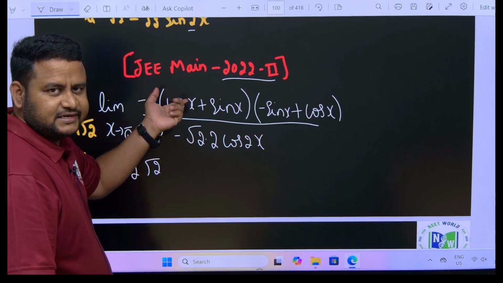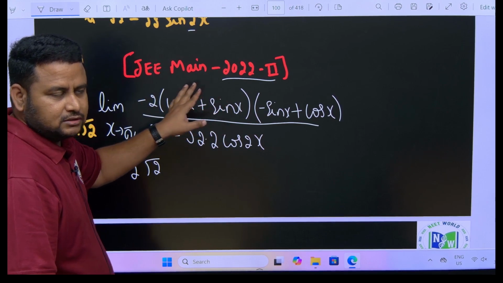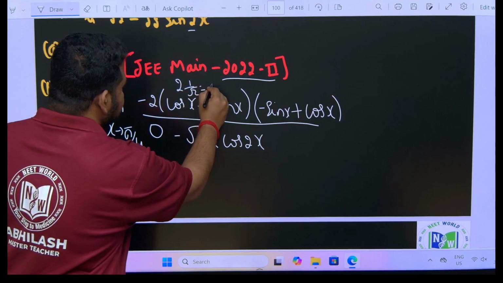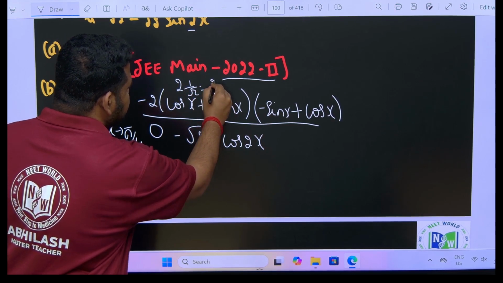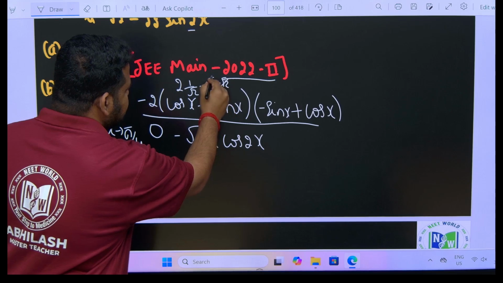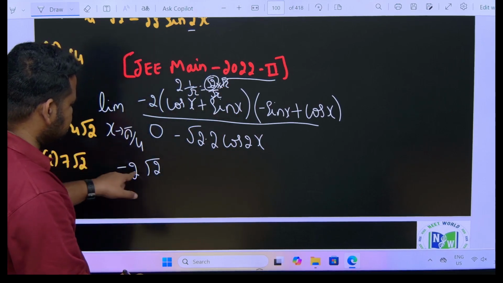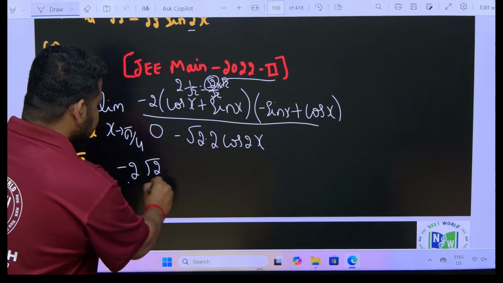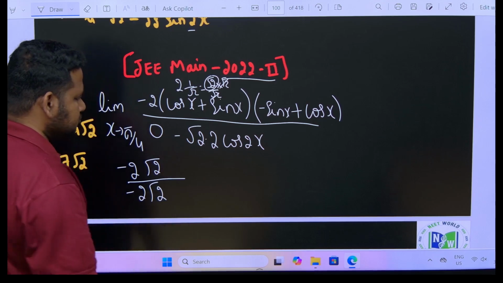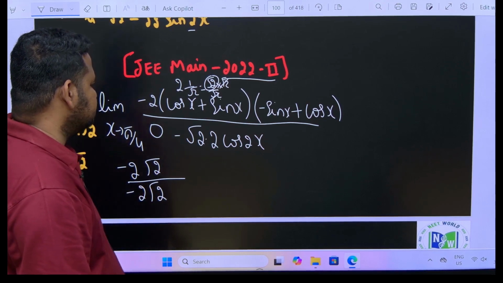So 2 can be written as root 2 into root 2. This root 2 cancels. Finally, you will have root 2. So that is what I have written, minus 2 root 2, divided by minus 2 root 2.